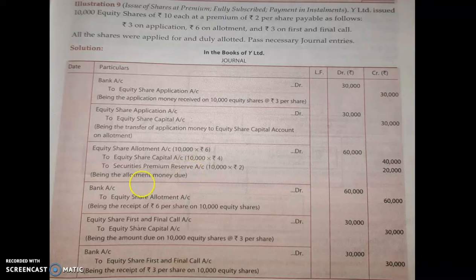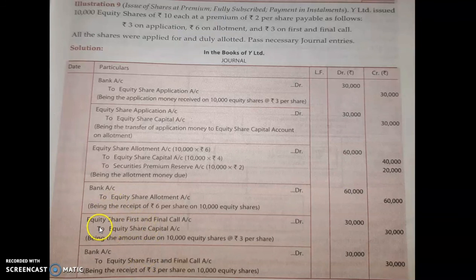Now the next entry will be when you get the payment. So the entry will be bank account debited, that is 60,000 you received, both share capital amount and premium together you received 60,000, so you will write over here to share allotment account. So by way of share allotment, you have received the money of 60,000 in the company's bank account. Now the next two entries are related to the first and final call.